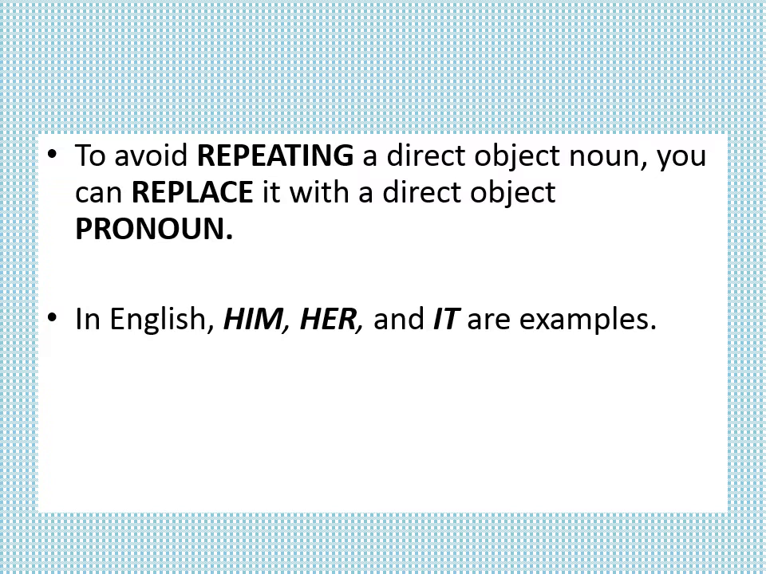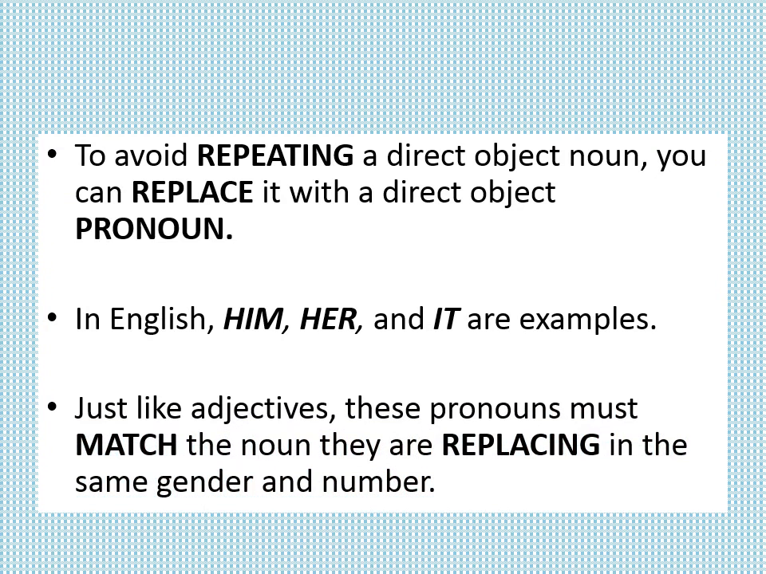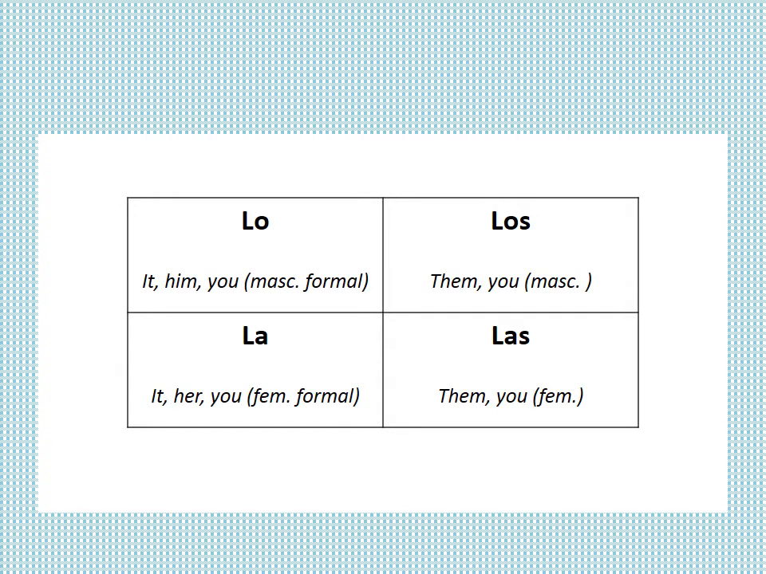So in English, him, her, and it are examples. And just like adjectives, these pronouns must match the noun they are replacing in the same gender and number. Let's look at it. If you're talking about it or him or you, and you being usted, we're being formal here, and it's a male, then you're going to use lo. If you're talking about them or you and it's masculine, you use los. If you're talking about it or her or you and these things are feminine, then you're going to use la. And if you're talking about them or you, then you're going to use las.